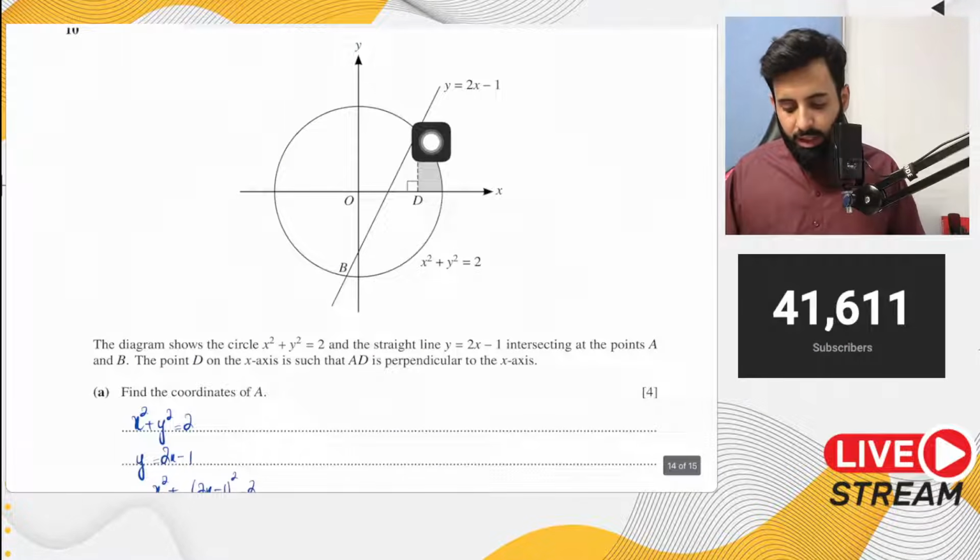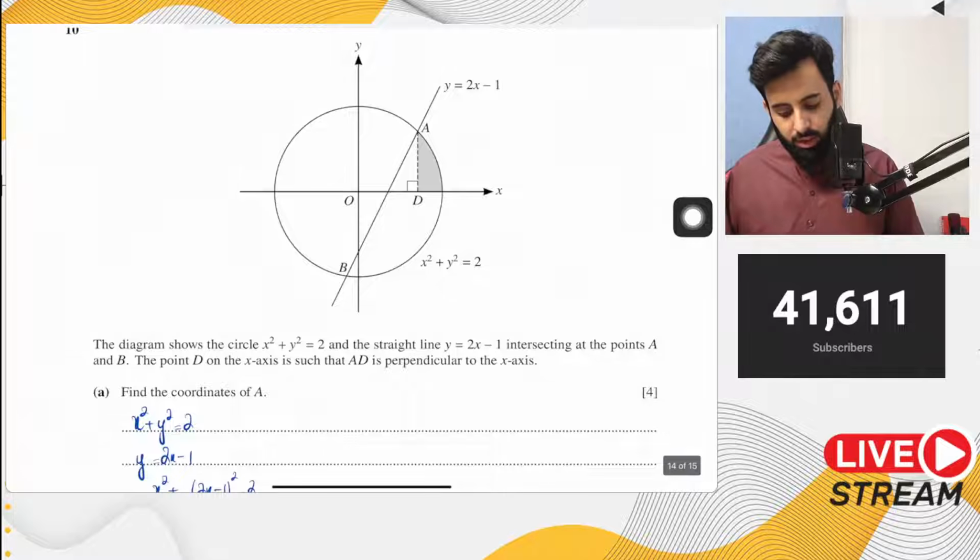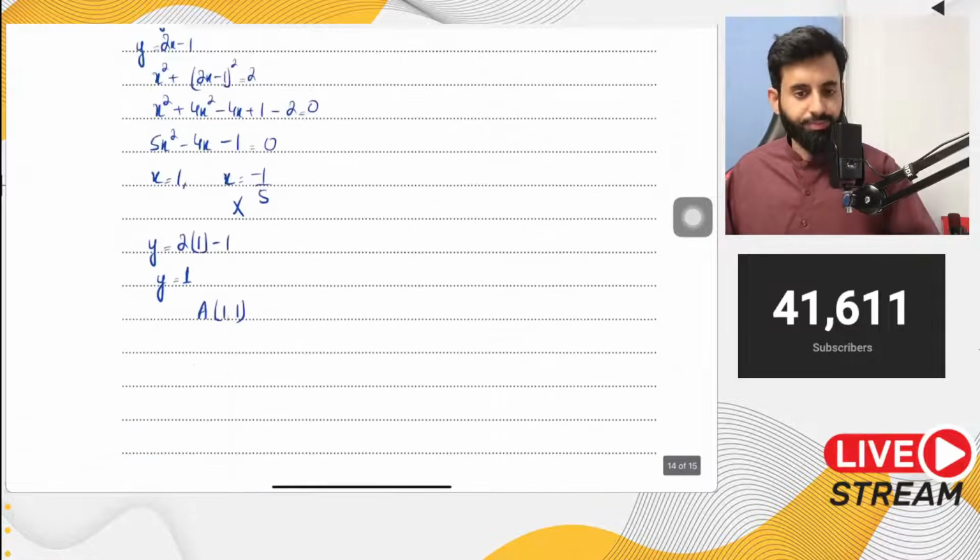Okay. Now that tells us quite a few things. It tells us not only the coordinates of A, but it also tells us the coordinates of D. The coordinates of D will be (1, 0). Okay, I'm pretty sure that we're going to need them later on.